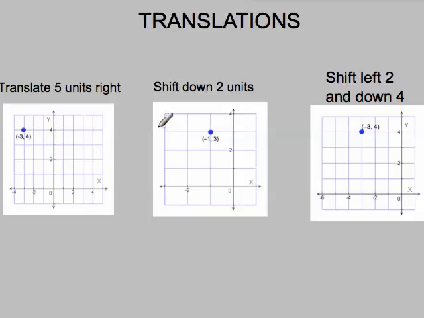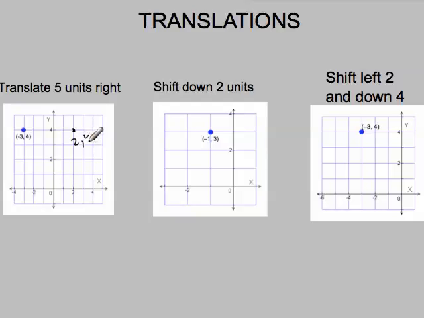So let's start out with some translations. I want to translate this point, -3, 4, 5 units to the right. It means I'm just sliding it or shifting it 5 units to the right. So I'm going to start where it is. I'm going to go over 1, 2, 3, 4, 5 units to the right. As simple as that. And then I can read my new points.